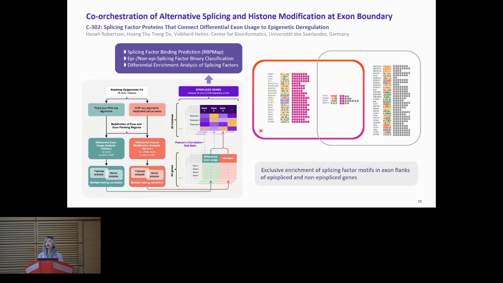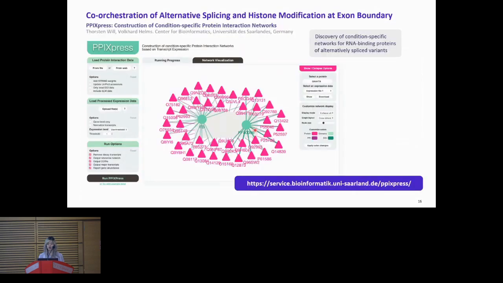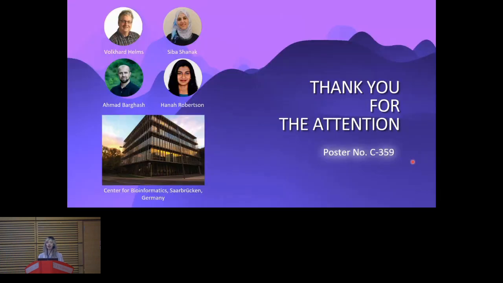We also want to look at the condition-specific episplicing genes or splicing factors that, again, distinguish epispliced from non-epispliced genes, with our developed tool, PPI Express. If you are interested in condition-specific protein networks, you could also check our tool. It is live now, but we will have a paper announcing its presence to the world, I guess, soon. So that brings me to the end of the presentation.